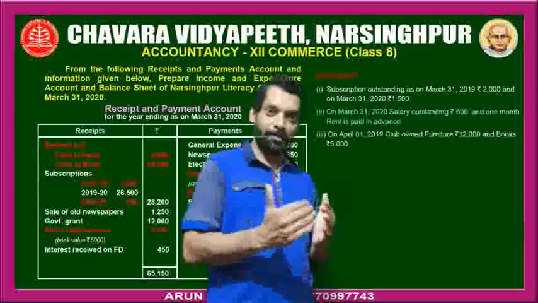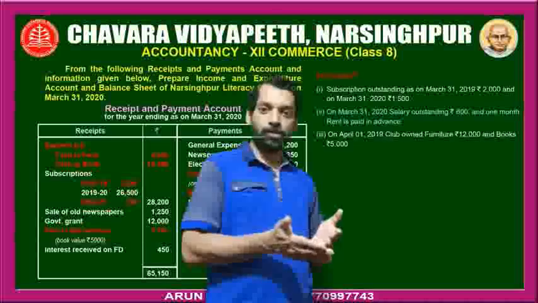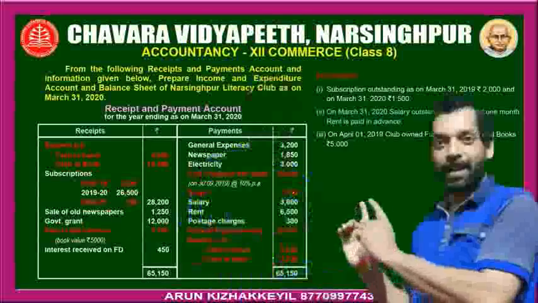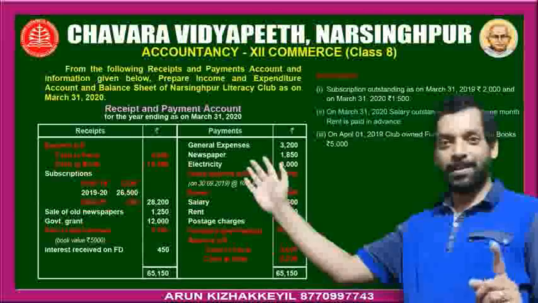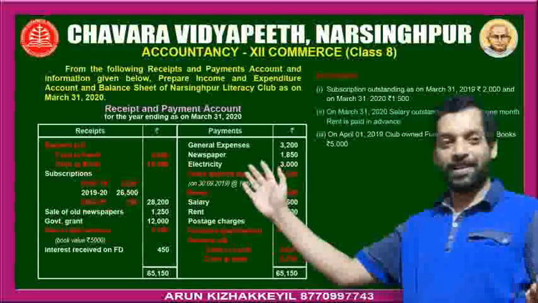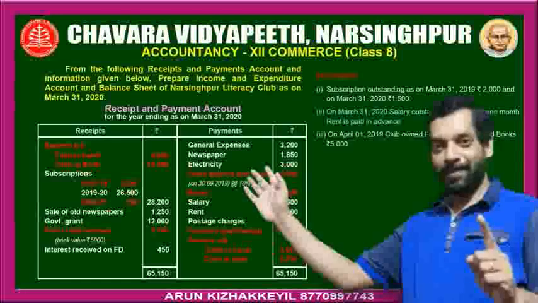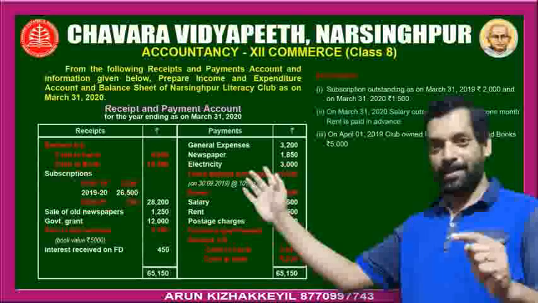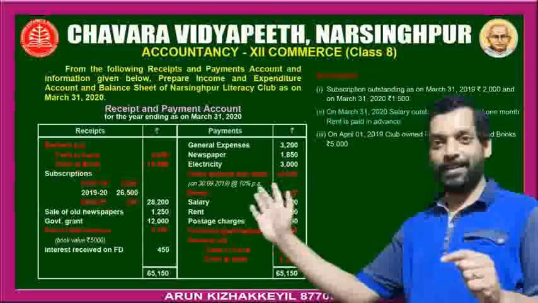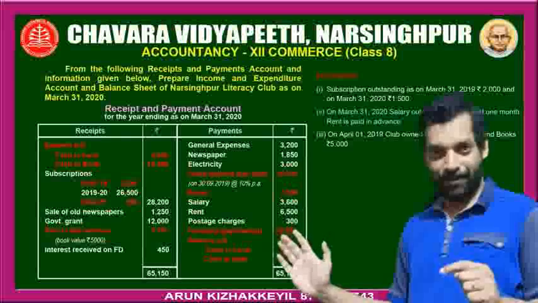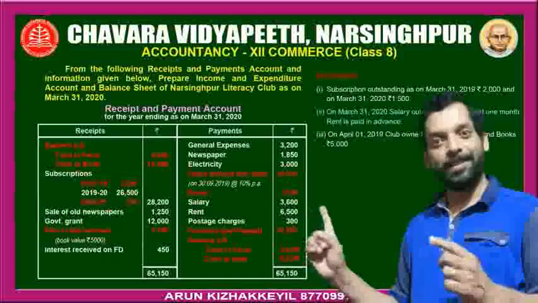Our club, meaning Narsinghpur Literacy Club, has furniture rupees 12,000 and books rupees 5,000. And in the RNP account, you can see two colors of information, red and white. I particularly mentioned some items in red because they are not taken into the income and expenditure account. Then where are they taken? Yes, in the balance sheet.